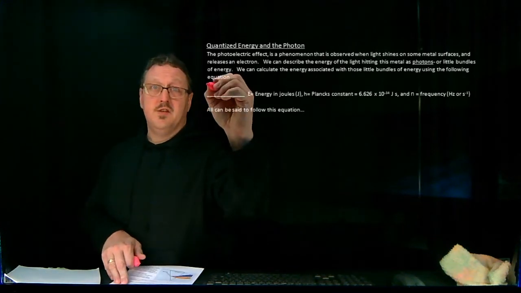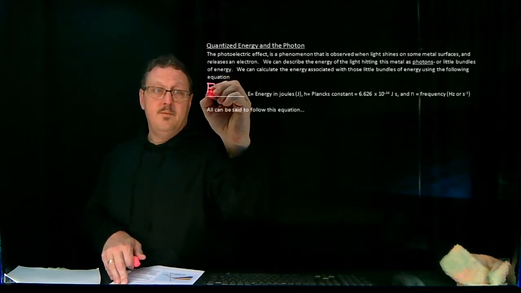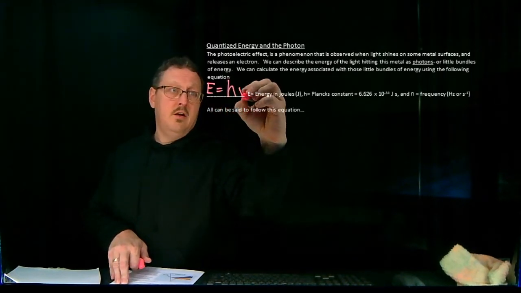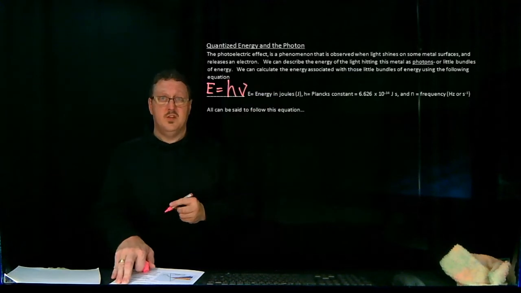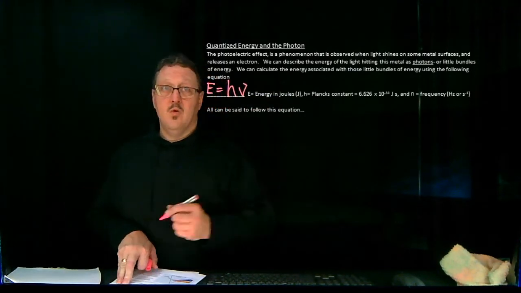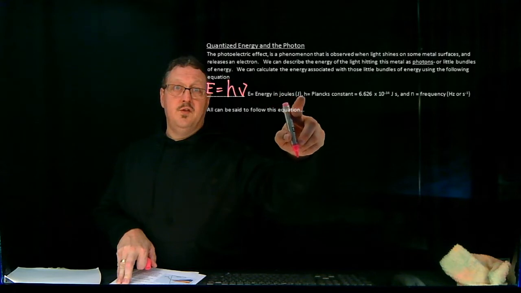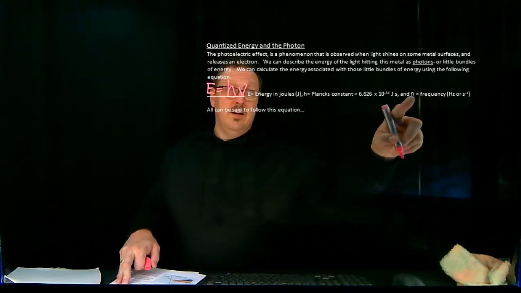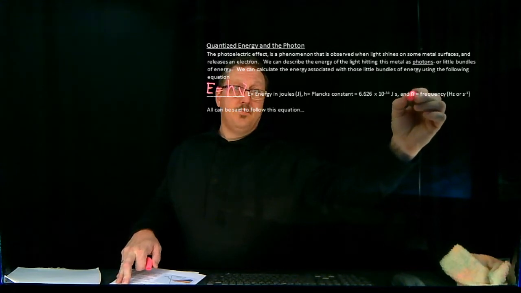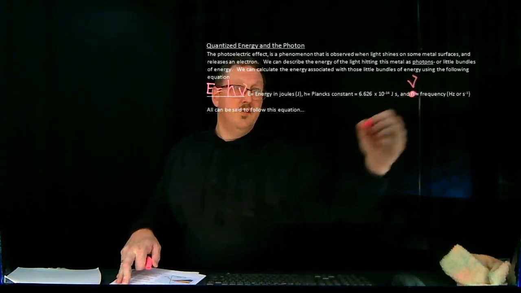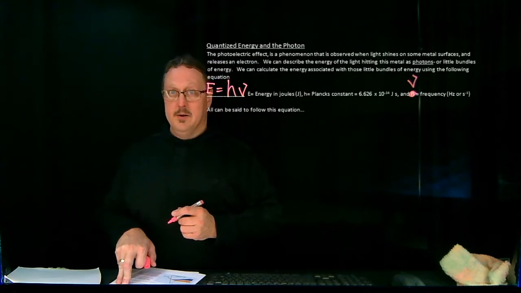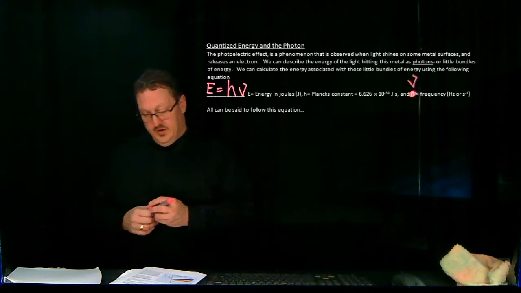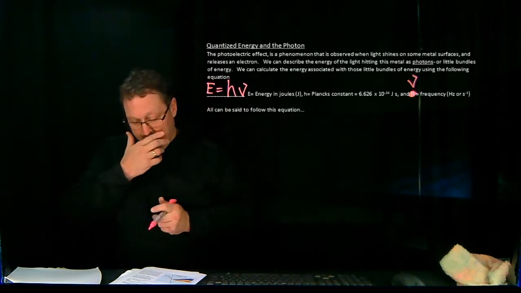The equation is just this: energy is equal to Planck's constant, h, times nu, which we just learned is our frequency. So energy in joules, h is Planck's constant, which is that number right there. And again, this transferred poorly. It's not an n, it's nu. It's the frequency indicator there. So it all is said to follow that equation. And because of that, we're going to do a sample problem here.